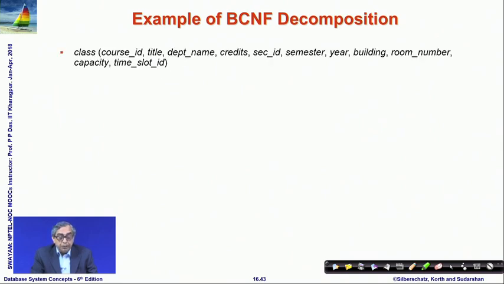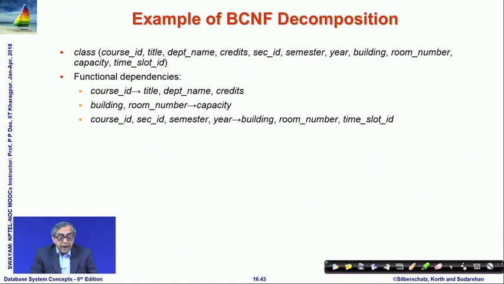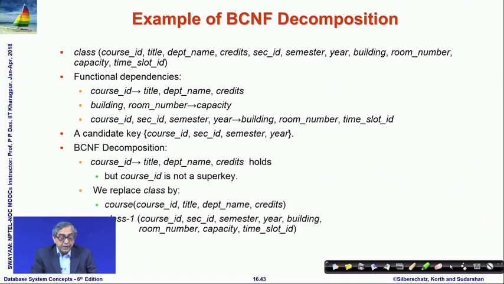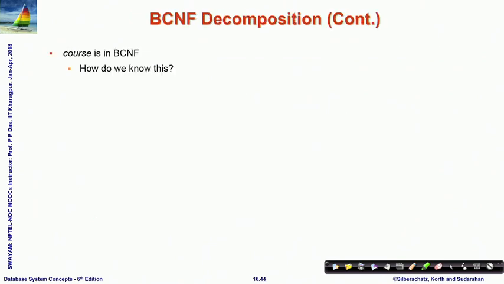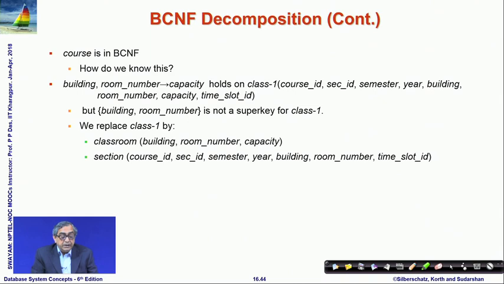Here is another example, a more detailed one of a class relation which has a whole set of attributes and these functional dependencies, and based on that the candidate key is course ID, section ID, semester and year. You can proceed with the BCNF decomposition taking the first functional dependency that holds, but the left-hand side, the course ID, is not a super key. So, you will replace it by one relation, a new course relation, and a new class relation which has the remaining attributes, and then you get convinced that course is in BCNF, but the other one, class, is not, because building and room number determines capacity, where building and room number together is not a super key.